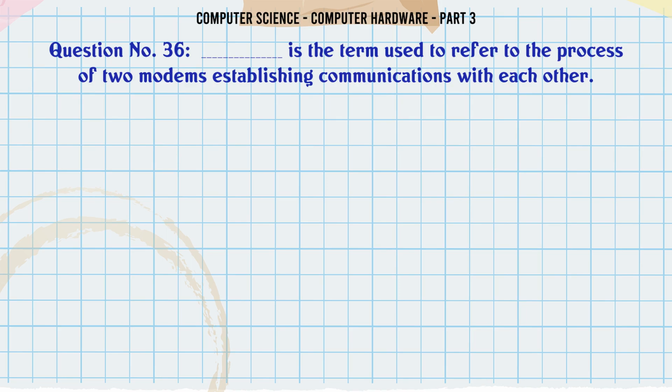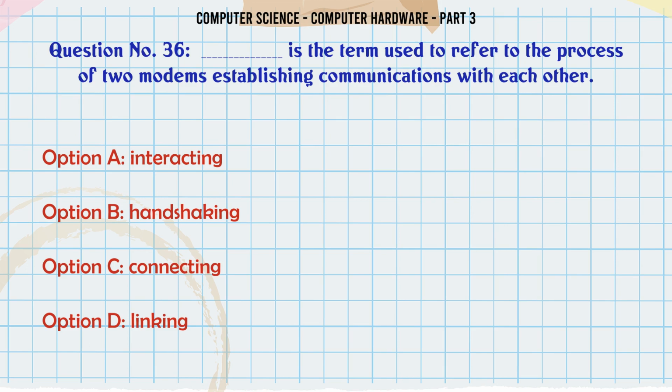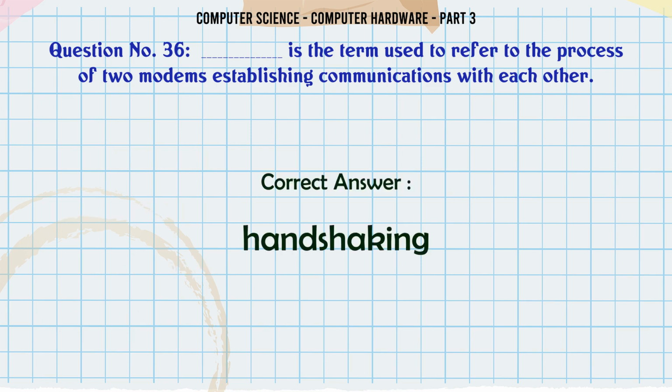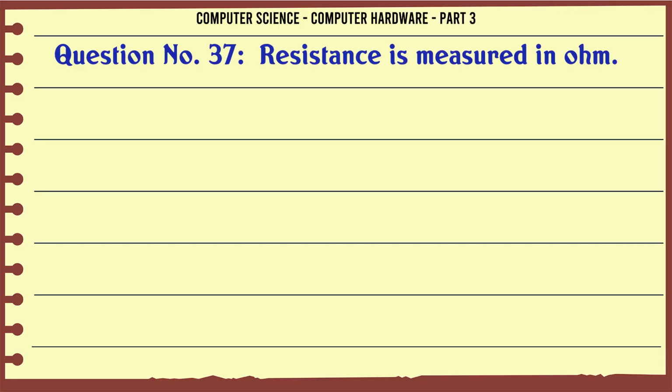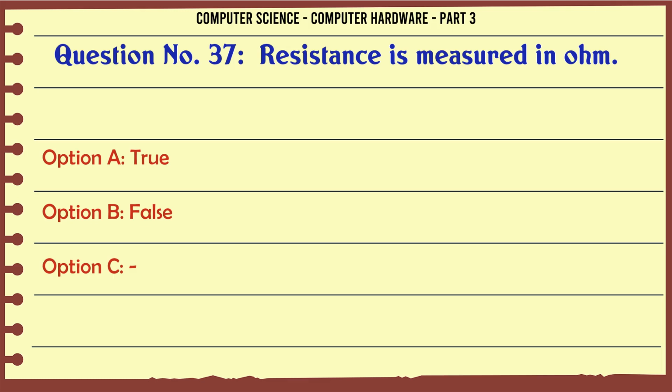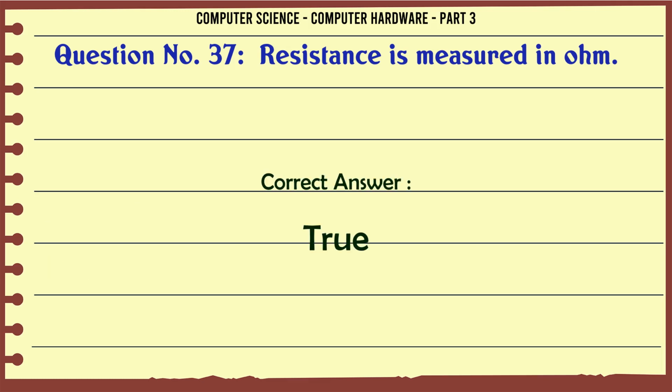What is the term used to refer to the process of two modems establishing communications with each other? A. Interacting. B. Handshaking. C. Connecting. D. Linking. The correct answer is handshaking. Resistance is measured in ohms. A. True. B. False. The correct answer is true.